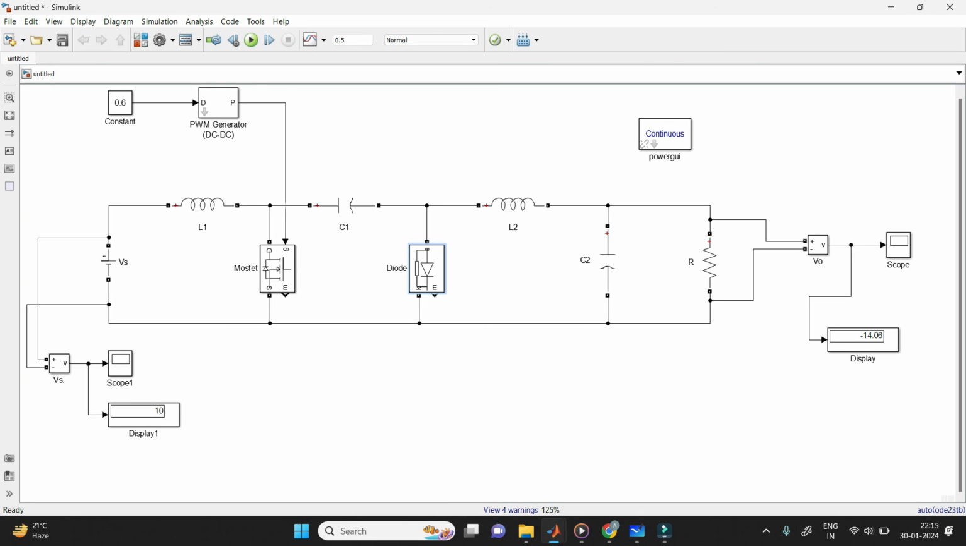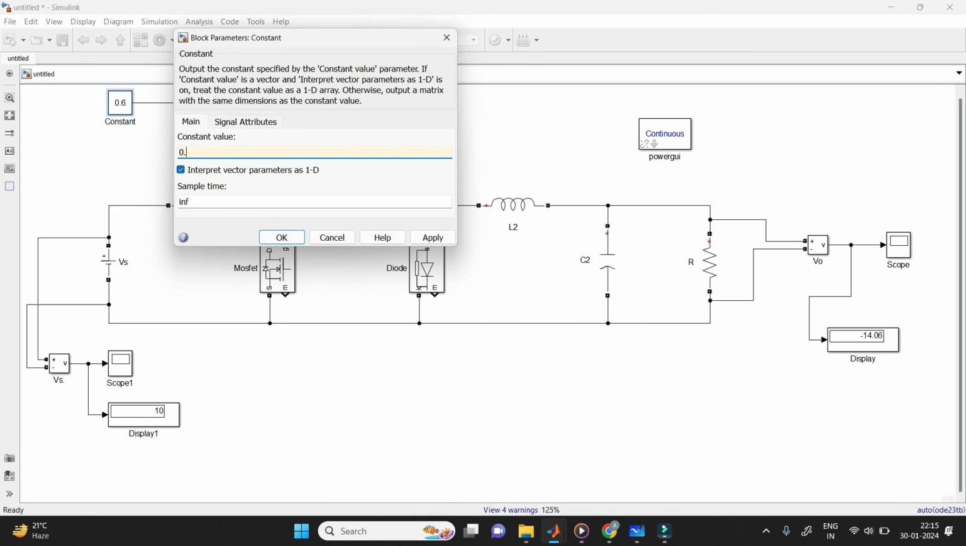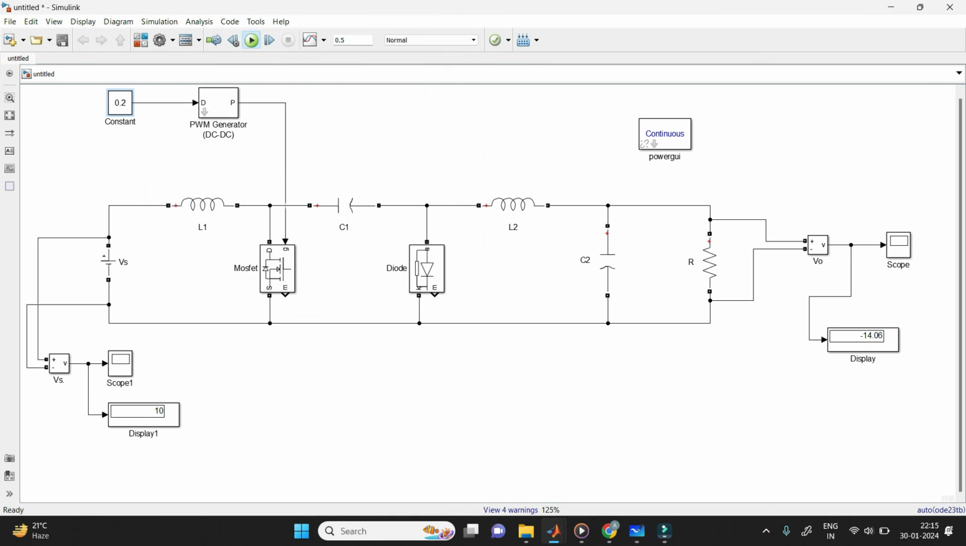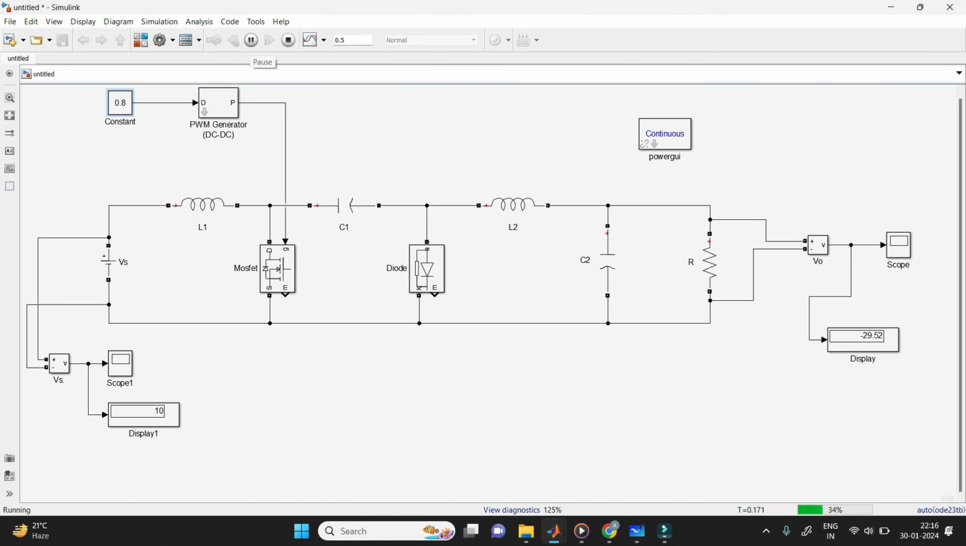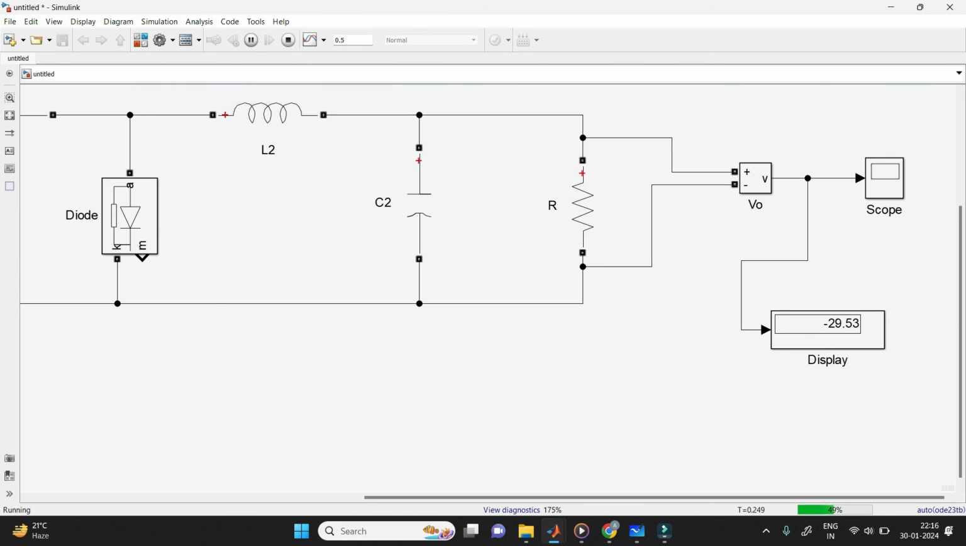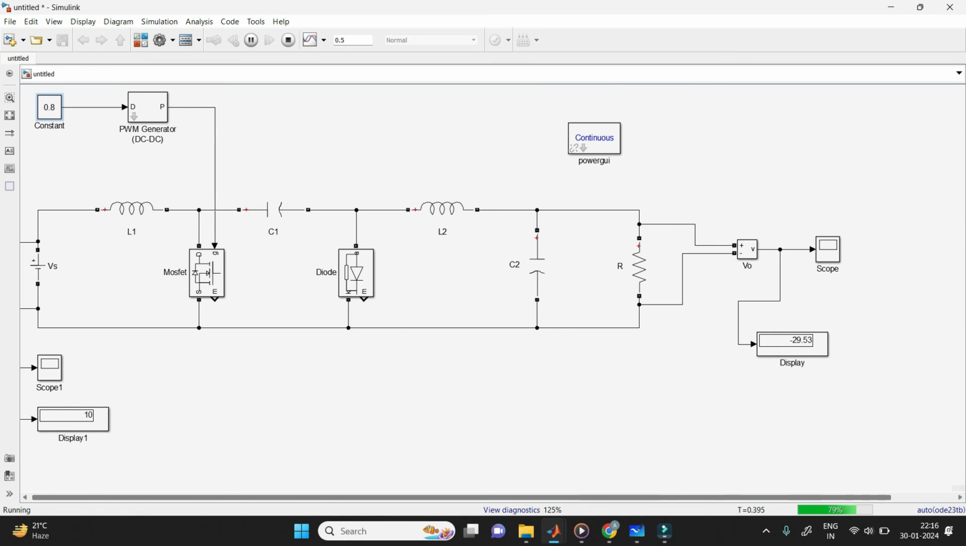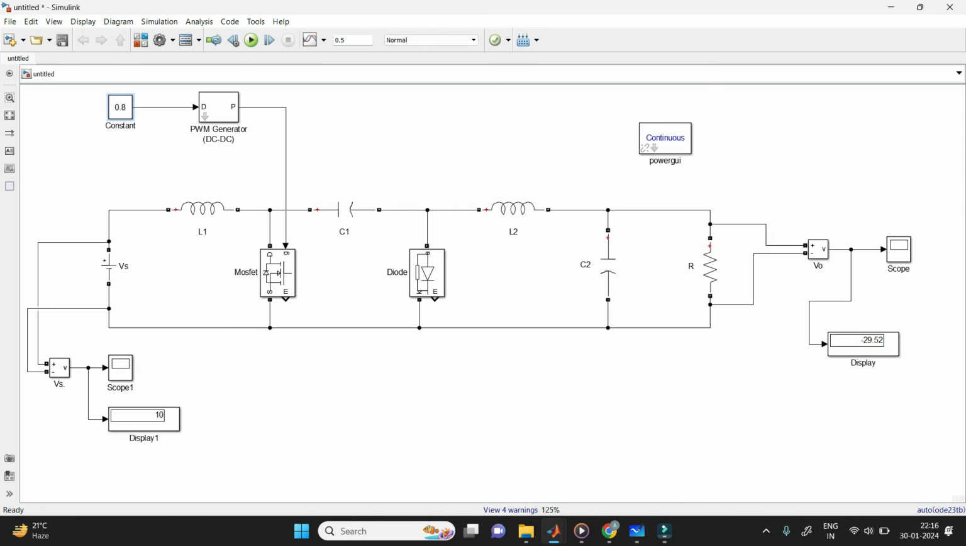If you want to get lower voltages, just change the duty cycle. So now I'm taking the duty cycle as 0.2 and click on OK. Now run your circuit. You can see here we are giving 10 volts as the input, then you will get minus 2 volts as the output. It means it is doing the buck operation. That's why you are getting a lower voltage than the input value. If you increase the duty cycle to 0.8, then you will get a higher value. Here you can see we are getting 29.53, higher than the input value. It is operating in boost mode. So that is the Cuk converter. It can decrease the voltage or it can increase the voltage.